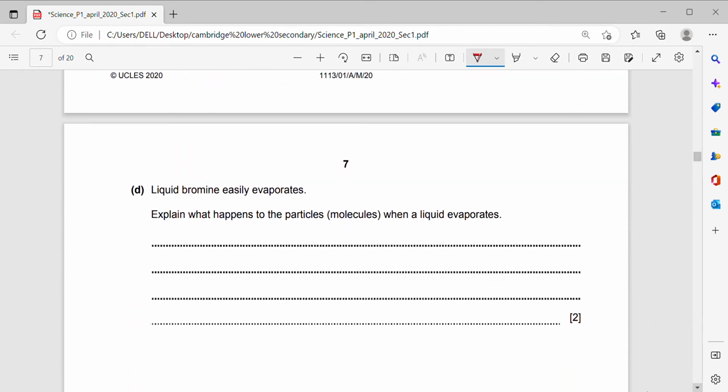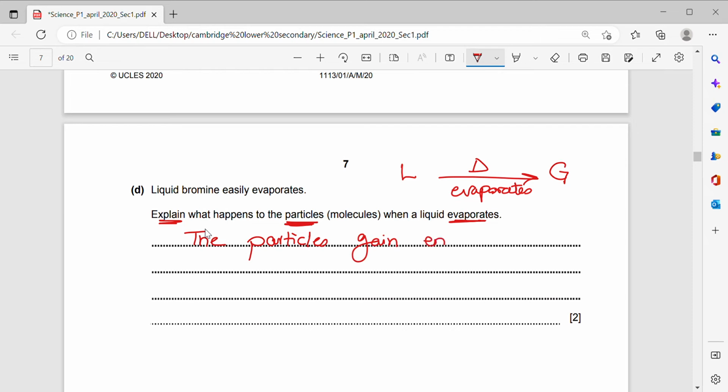Next, question 7. Liquid bromine easily evaporates. Explain what happens to the particles when a liquid evaporates. When a liquid evaporates, it changes from the liquid state into the gaseous state. Evaporation means heat is applied. Heat is applied means what happens to the particles? So the particles gain energy. After the particles gain energy, what happens to the attraction forces between them?